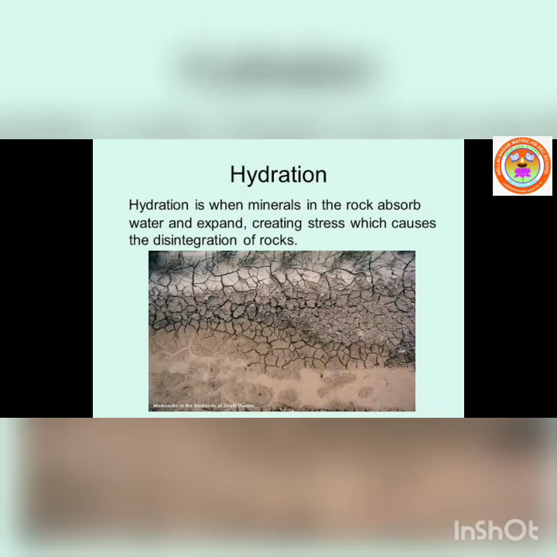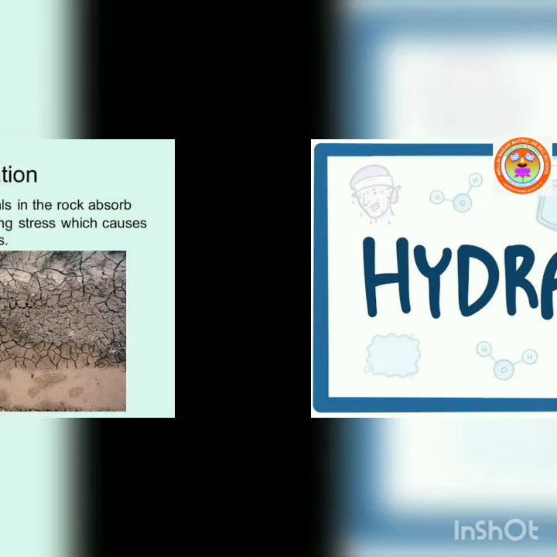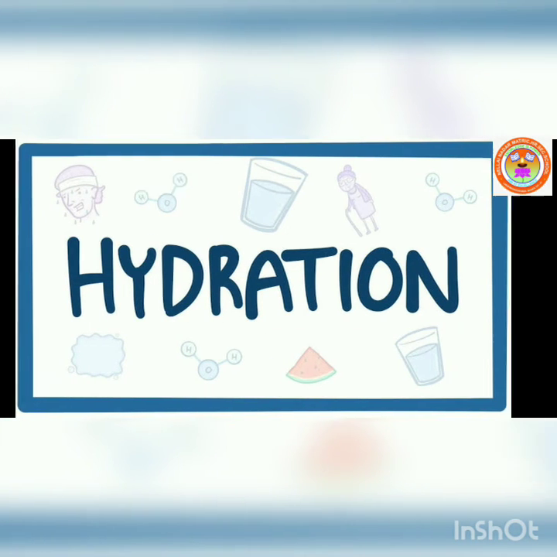Hydration. Hydration is basically the absorption of water into the mineral structure. Certain chemicals in the rock enlarge in size in humid conditions. These minerals found in the rocks swell, and this results in the development of cracks and the rock wears down. This type of weathering is called hydration. It is when minerals in the rock absorb water and expand, creating stress which causes the disintegration of rocks. Very clearly given, children. And how hydration affects.